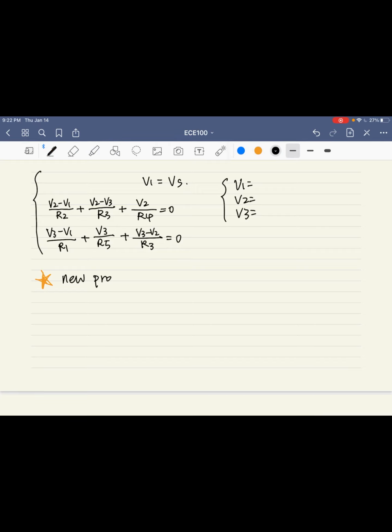But a new problem comes out. What if we have more than or equal to 2 voltage elements in the circuit? How can we choose a reference node? And also, I don't have any idea about the resistance or currents flowing through that voltage source. Well, that's a great question. That's why we need to introduce a concept called supernode.